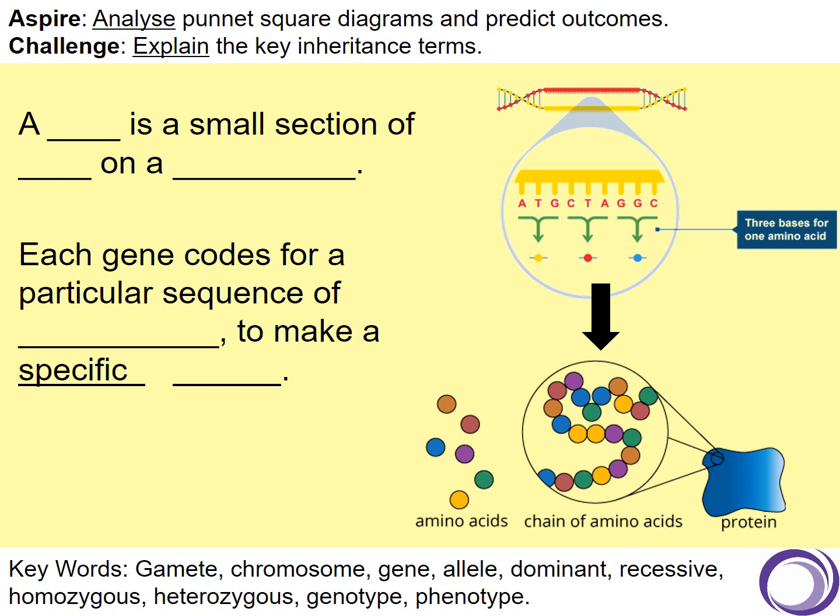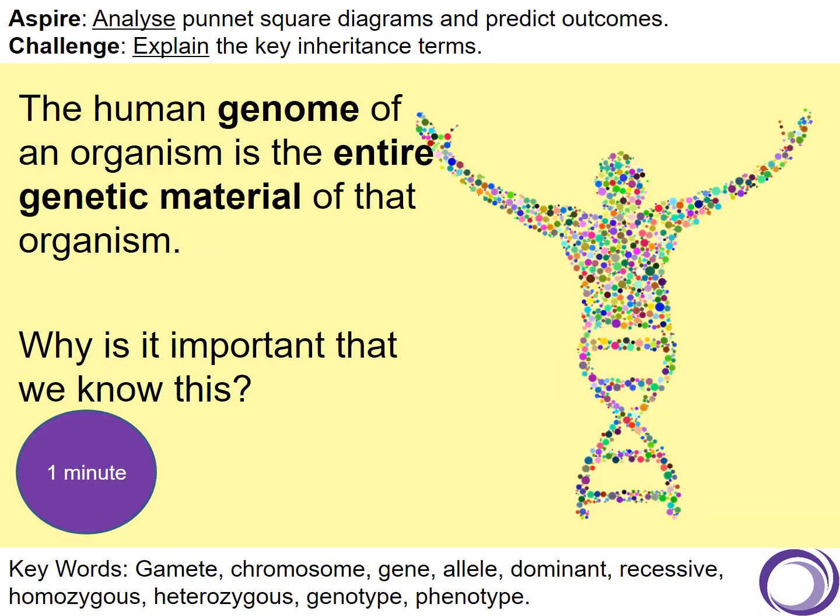Okay, so a gene is a small section of DNA on a chromosome. Each gene codes for a particular sequence of amino acids to make a specific protein. You should have had gene, DNA, chromosome, amino acids, and protein. Well done if you got all those right.